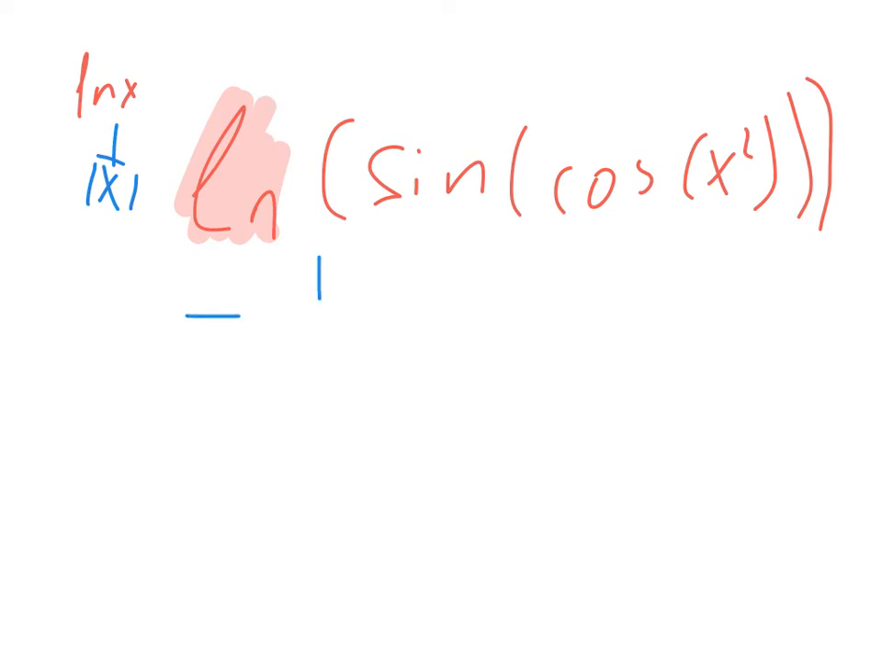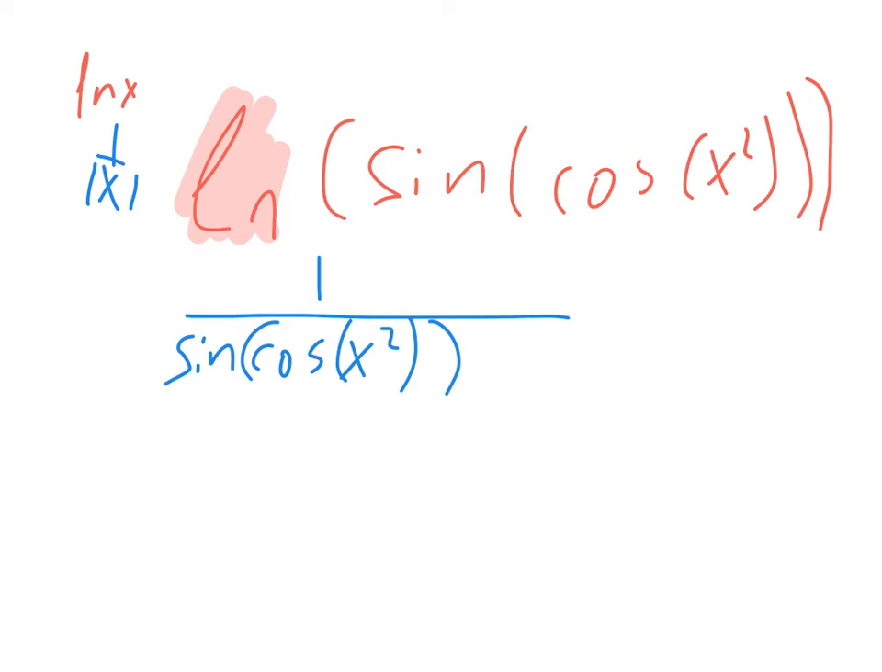Alrighty, so let's go ahead and do the derivative. Leave the inside the same. So sine of cosine of x squared. Now, what we have to do is multiply by the derivative of the inside, and the derivative of the inside, if you remember, was sine of blah, blah, blah. So derivative of the inside would be cosine. So multiply by cosine of, and then leave the inside the same, cosine of x squared.